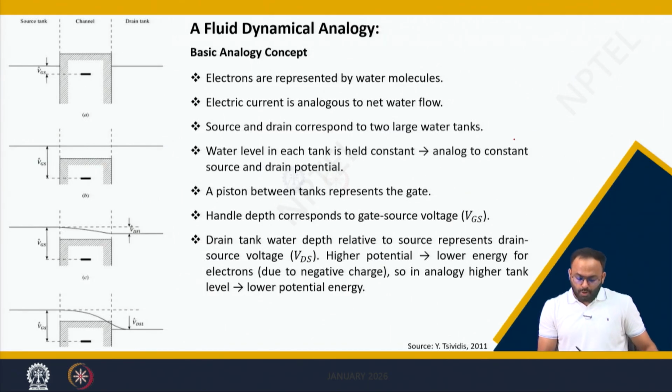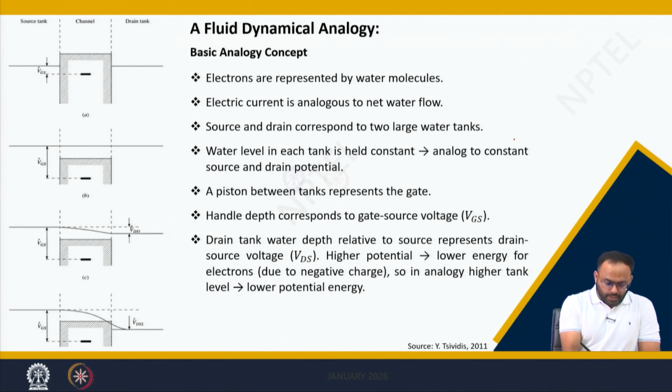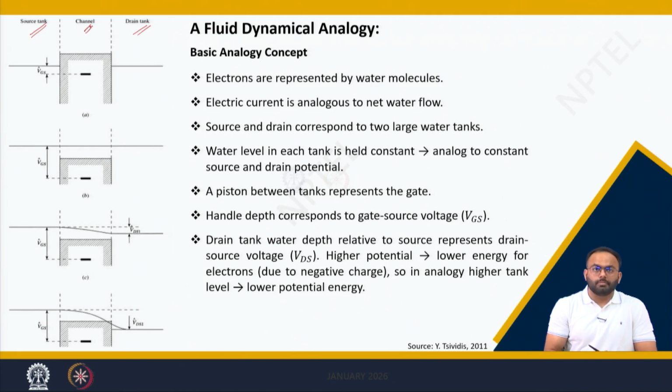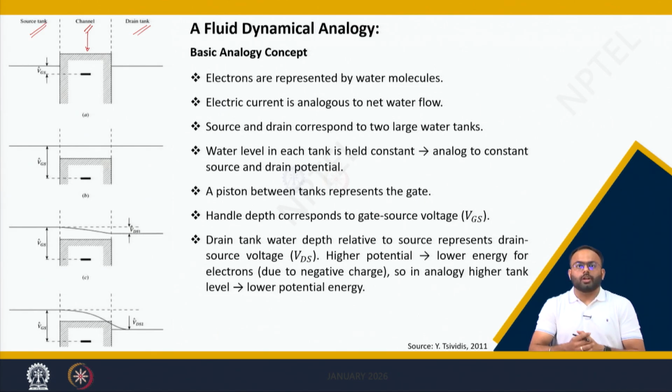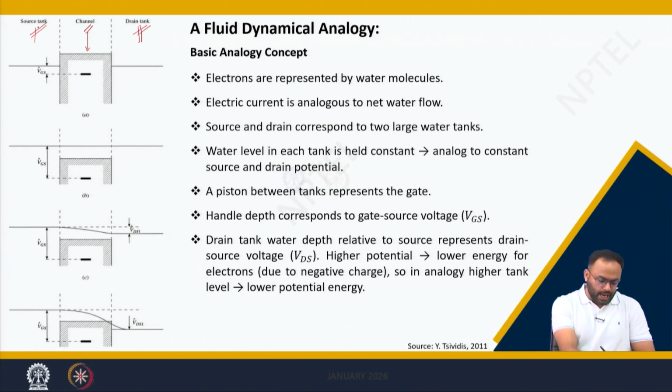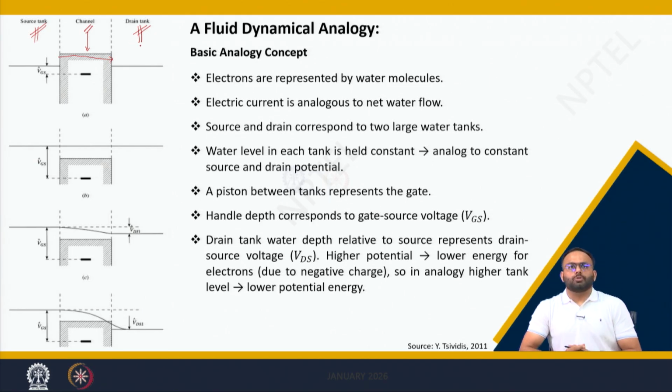Let us analyze the MOSFET by using a fluid dynamical analogy. So similar to the MOSFET, we consider three regions. One is the source tank, the drain tank, and this is the channel. Here source and drain are represented by the water tanks, and the channel is a hose or pipe in between these two tanks. Here the electrons are represented by the water molecules. Electric current is analogous to net water flow between source and drain.